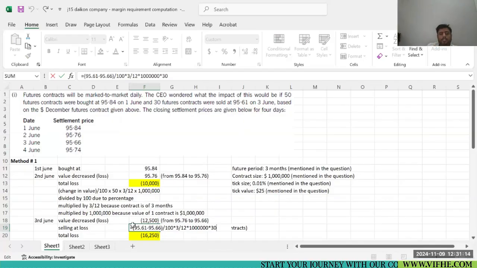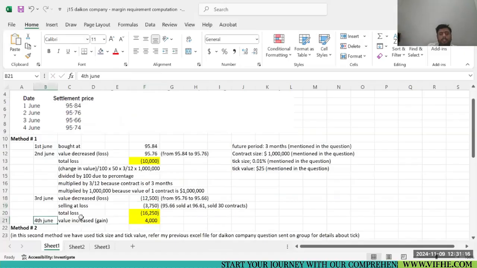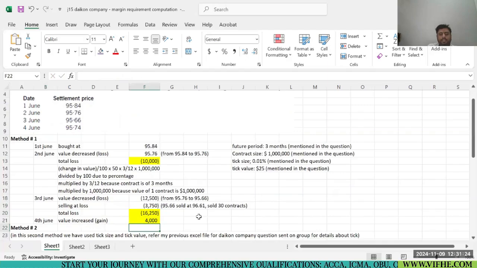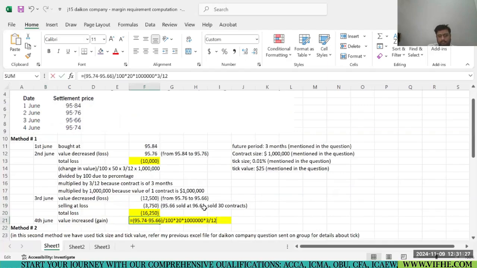Okay. Then on 4th January, what is happening? 95.66 is rising. This time there must be a profit. It is going to 95.74. So in this last case, okay, repeat over here.